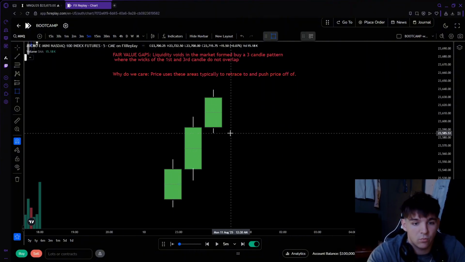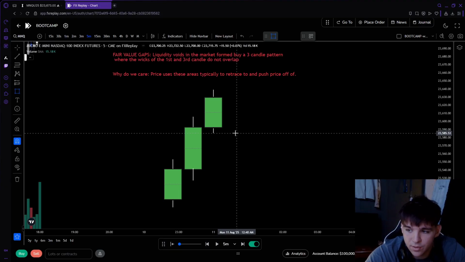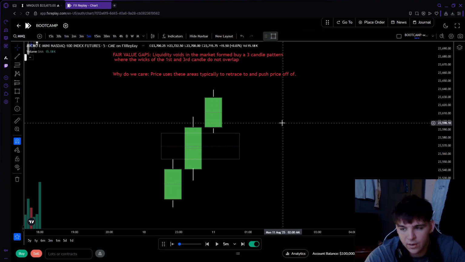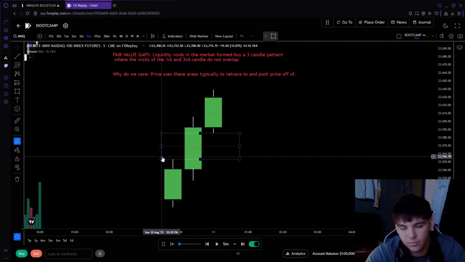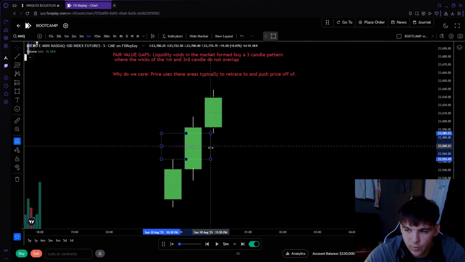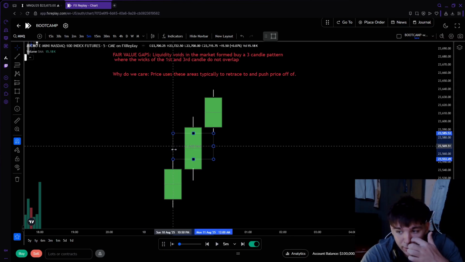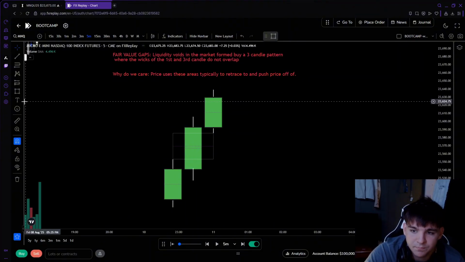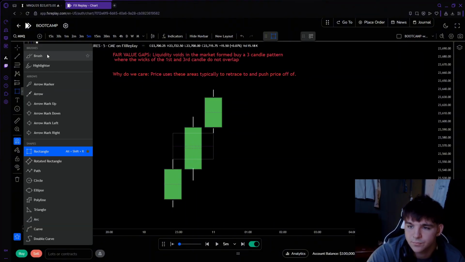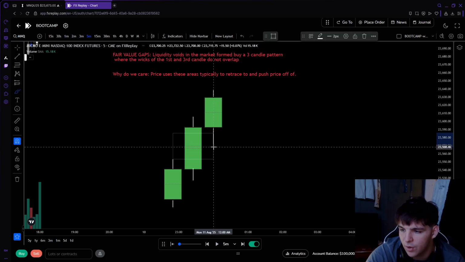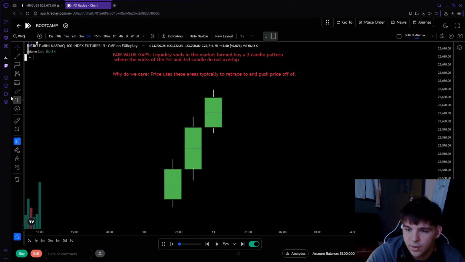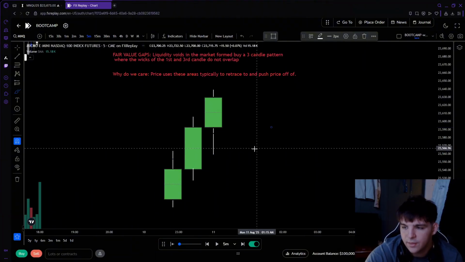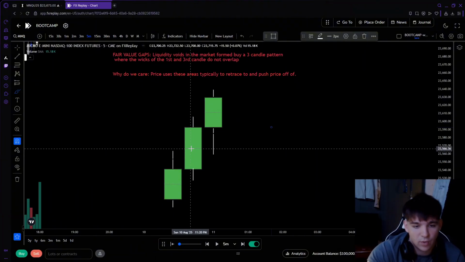How do we identify what range needs to be balanced? The fair value gaps we're looking for are from the wicks of the first to the third candle, or the third to the first, as long as they're not overlapping in the body. If it was like this, for example, and instead this wick came all the way down to here, and then this wick came up to here, they're overlapping now. So there's no fair value gap. This range has been balanced.